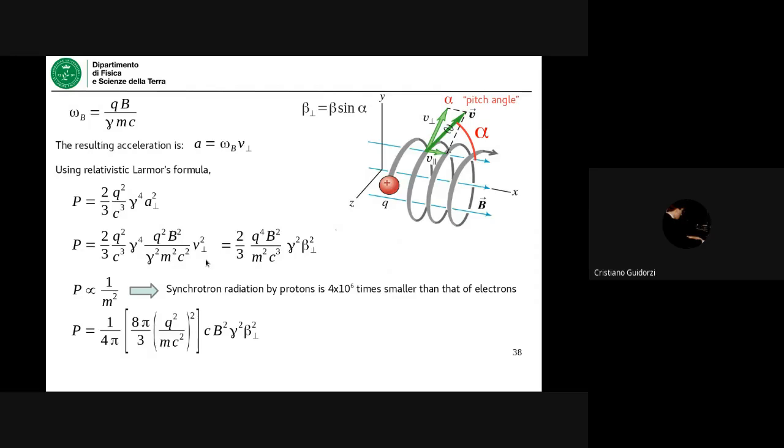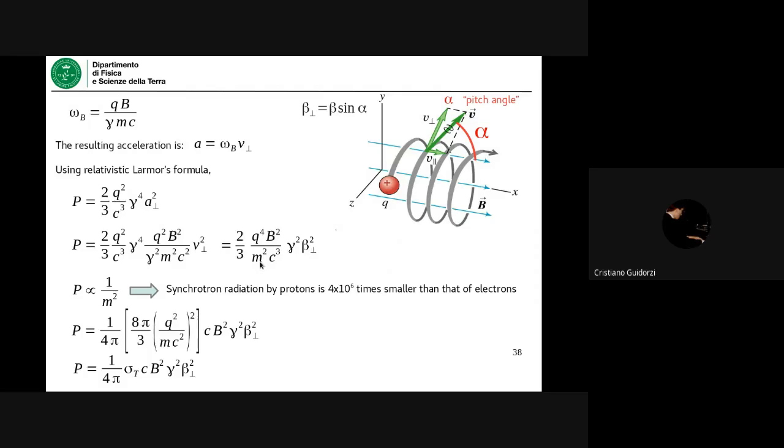Okay, this is just the definition of alpha, the angle between the velocity and the magnetic field line, as I was saying before. And this has a name, the pitch angle. So the pitch angle is the angle between the velocity of the charged particle and the magnetic field lines. Okay, so beta perpendicular, as I said, is just beta sine of the pitch angle.